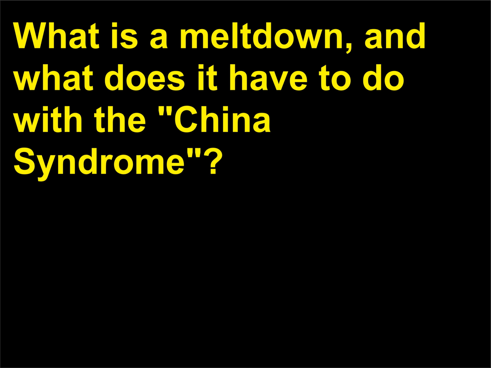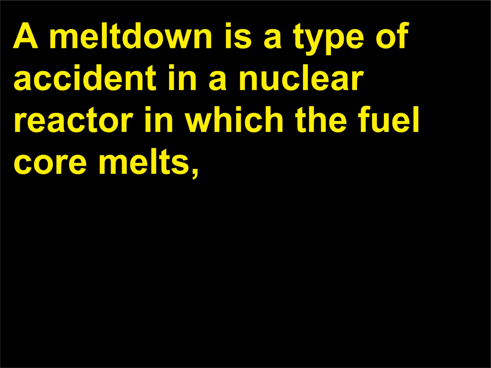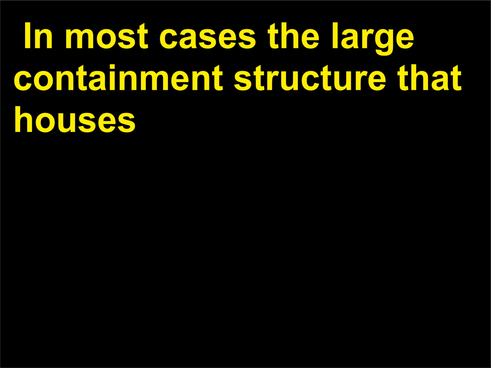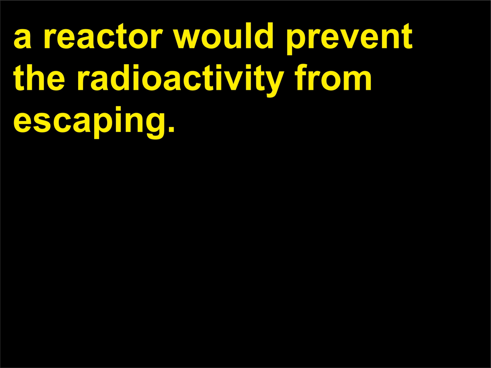What is a meltdown, and what does it have to do with the China syndrome? A meltdown is a type of accident in a nuclear reactor in which the fuel core melts, resulting in the release of dangerous amounts of radiation. In most cases, the large containment structure that houses a reactor would prevent the radioactivity from escaping.